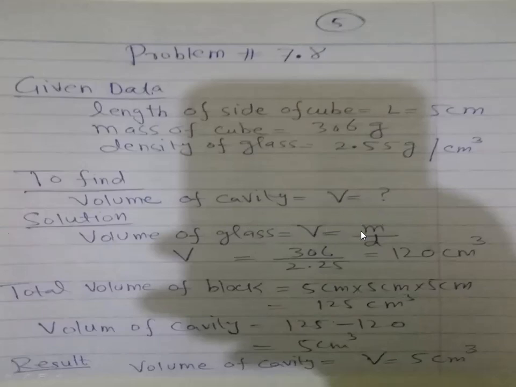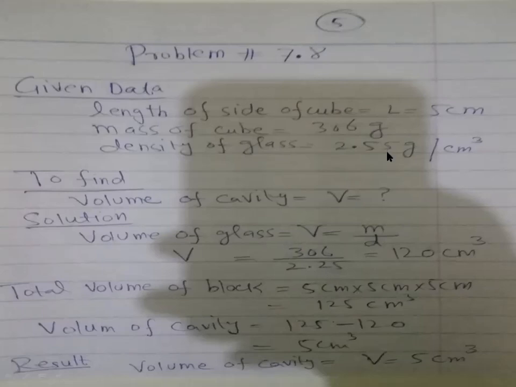So the formula will be V is equal to M over D. I use this formula so many times, in 7.1 to 7.4, and the same formula we will use in the 7.8 numerical. Mass is 306 and density is 2.55. Students, please correct this one, 2.55.